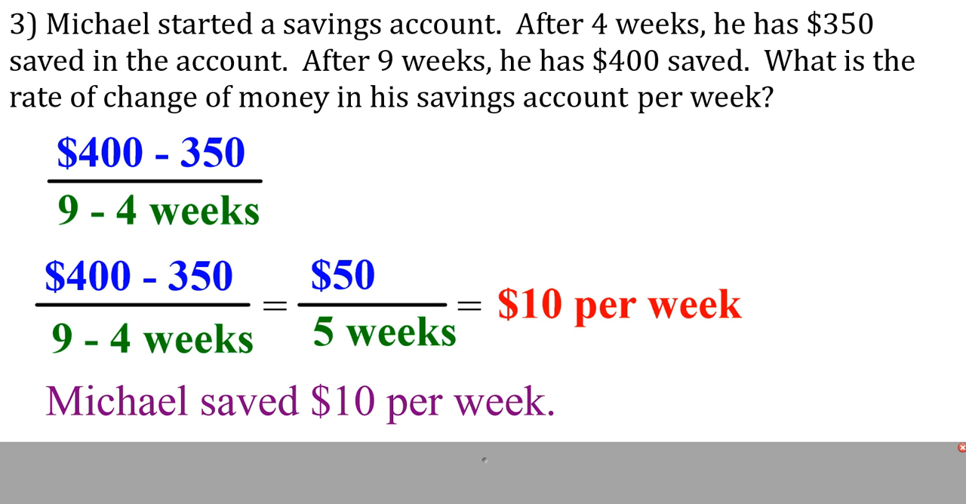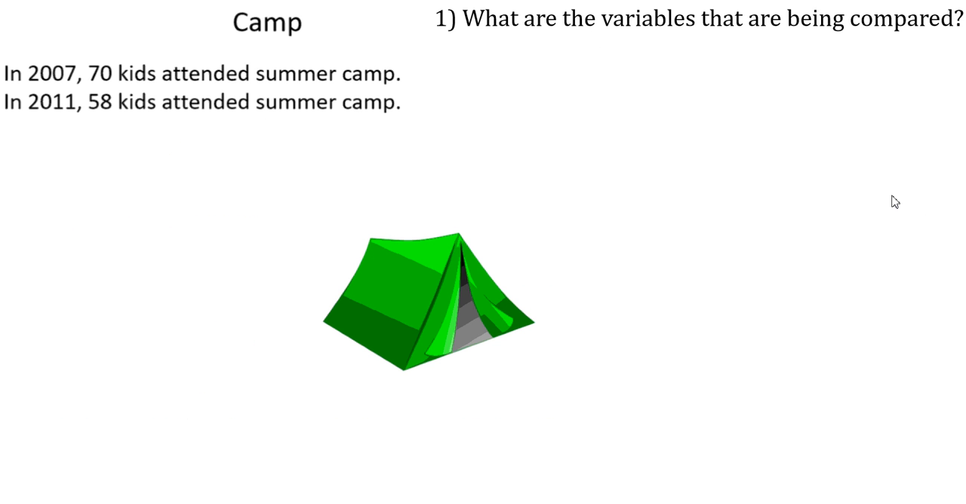So we looked at a table, we looked at a graph, we looked at a scenario. Let's do some more practice. Here we have a camp scenario. In 2007, 70 kids attended summer camp. In 2011, 58 kids attended summer camp. What are the variables that are being compared?